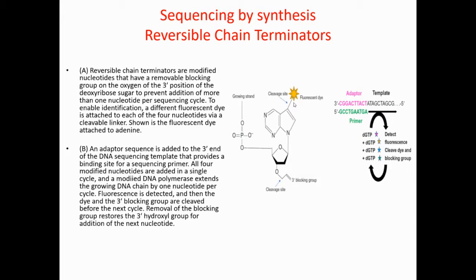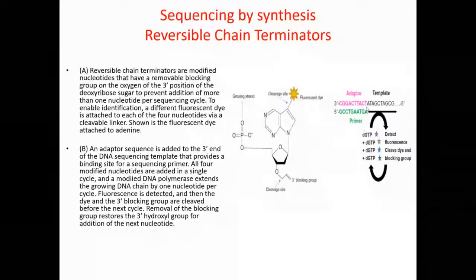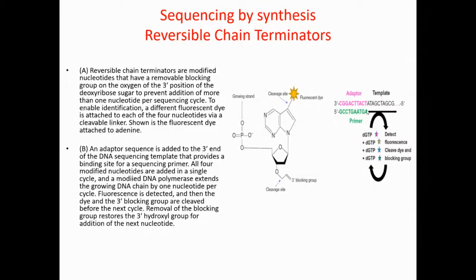The difference between this one and pyrosequencing: in pyrosequencing, each of the 4 nucleotides must be added sequentially in separate cycles, okay? For this one, you can add all 4 at the same time, and only one will be attached to the growing strand, because only one is complementary to the sequence, all right?